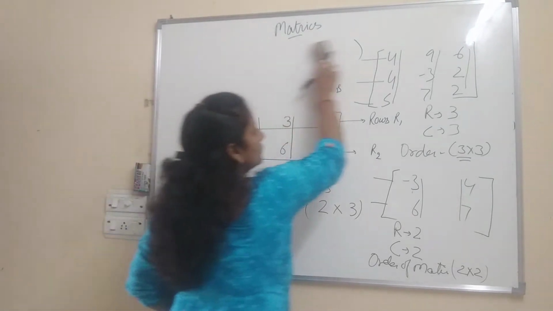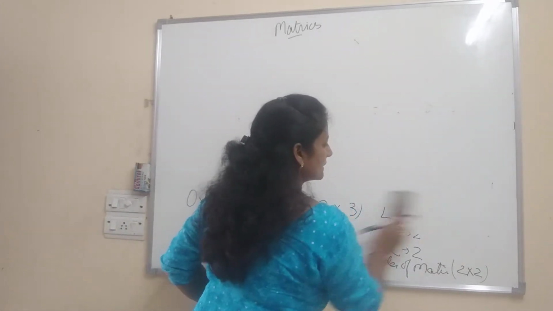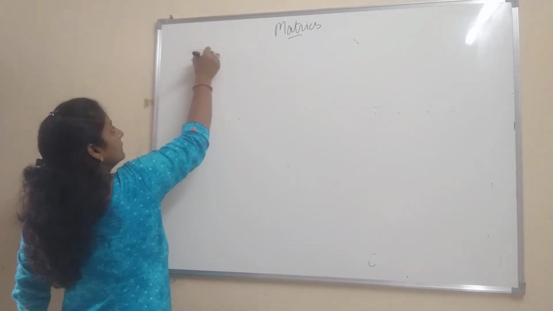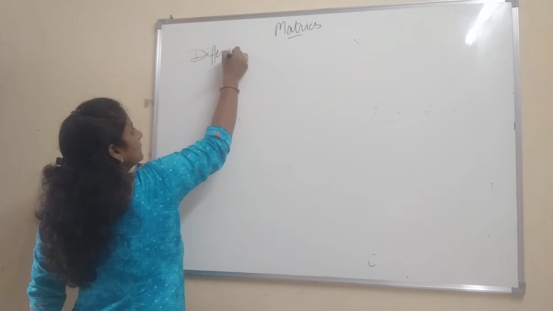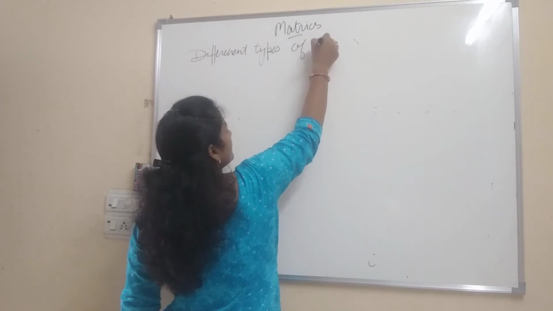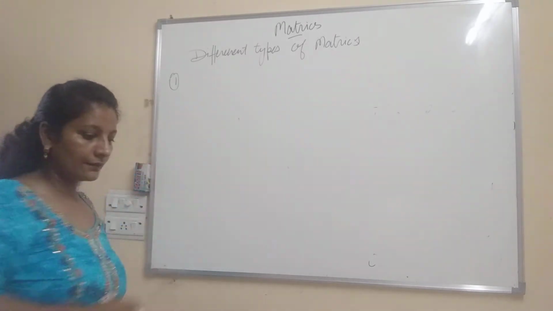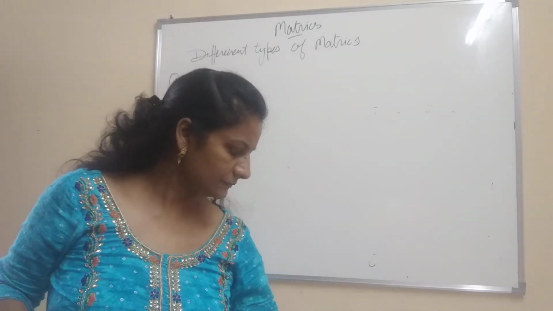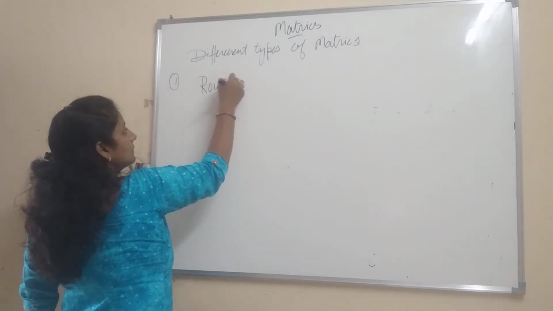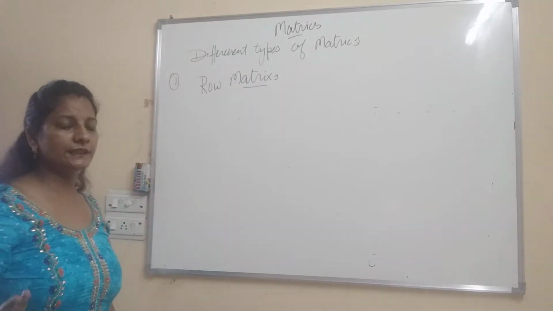Now the next topic is different types of matrices. First one, write it down, is the row matrix. Row matrix means when there is only one row.